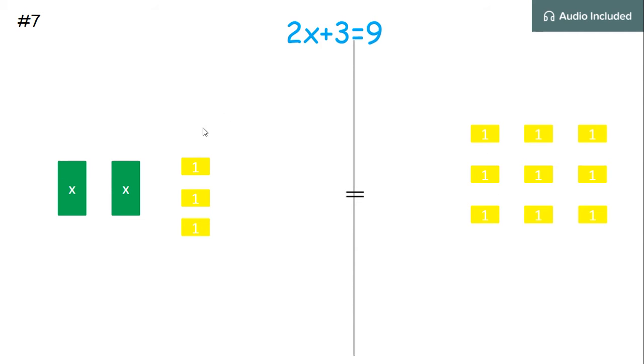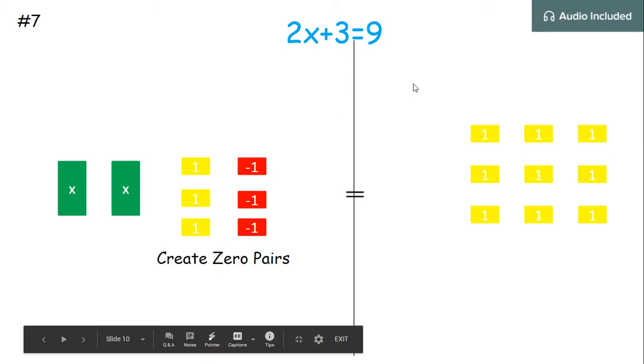Okay, so now when we're solving equations, our ultimate goal is to find the value of one positive x. So what is the value of one positive x? In order to do that, I'm going to have to create something called zero pairs. So let's say I told you 3 minus something gives you 0. So 3 minus 3 creates a zero pair. So 3 minus 3 gives me 0, and it is a balance, right?